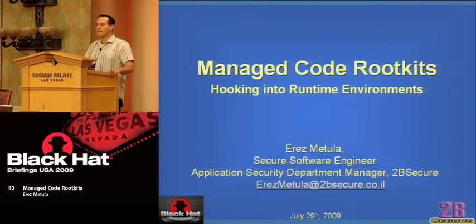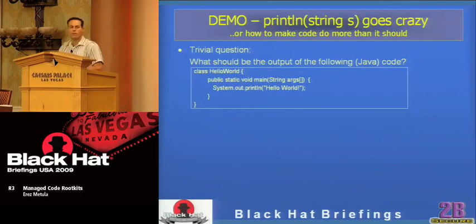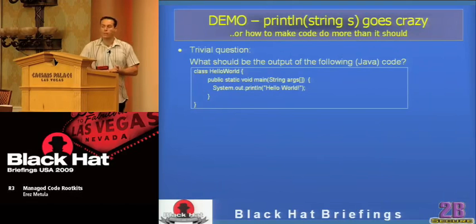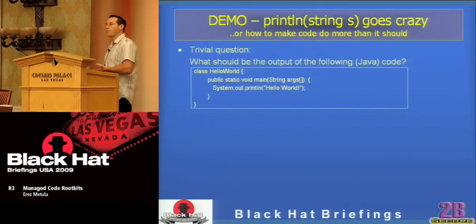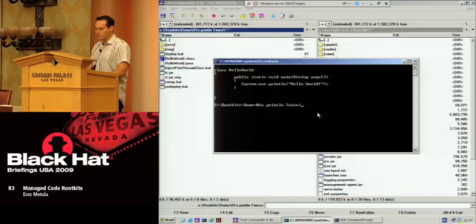Before we start, let's start with a little bit of demonstration. Let's start with a trivial question. What should the following code do? Well, we see one line of code, a piece of code in Java. The code is supposed to print, right? We have one line of code that says system out print line hello world. Let's run this code and let's see what happens.